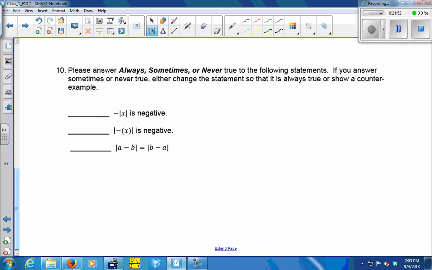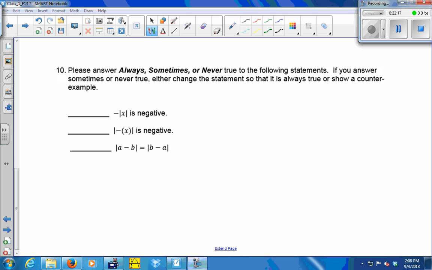All right, so I would like you to discuss in your groups. You have a couple of statements about absolute value. I want you to write whether each statement is always true, sometimes true, or never true. And if it's sometimes or never true, either change it so that it's always true or show a counterexample, how you know it's not true.